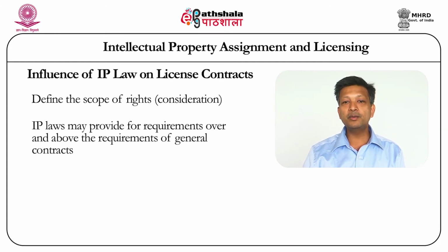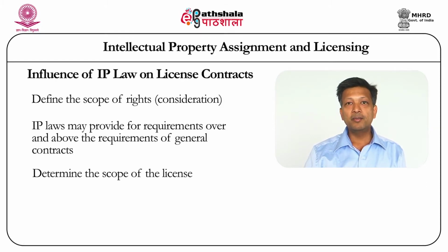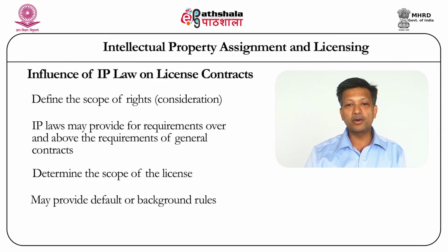Intellectual property law may provide for requirements over and above the requirements of general contracts. Many times the general contract law may not provide some requirements, for example, writing or signatures, whereas intellectual property law may go above the general law of contracts and provide for such requirements. It delineates the scope of the license by establishing the contours of the exact rights, the scope of rights that are available. It determines the scope of a license. Intellectual property law many times also provides the default or background rules for a license.